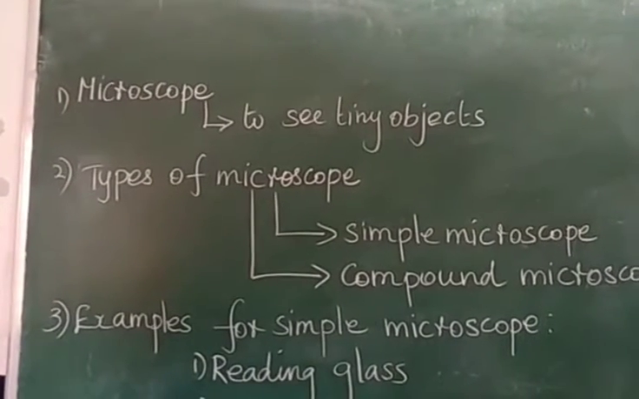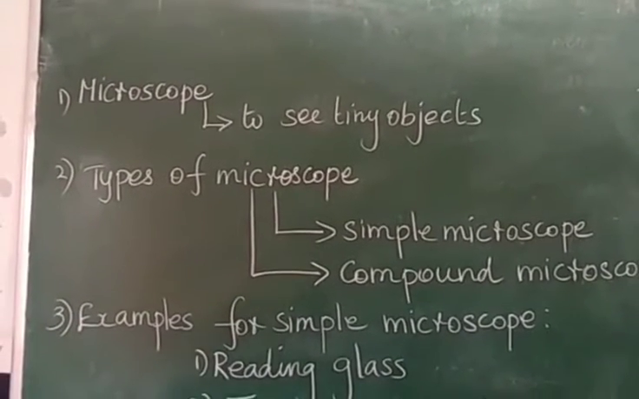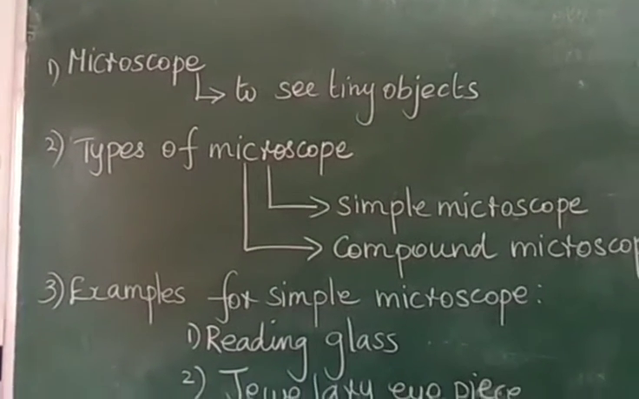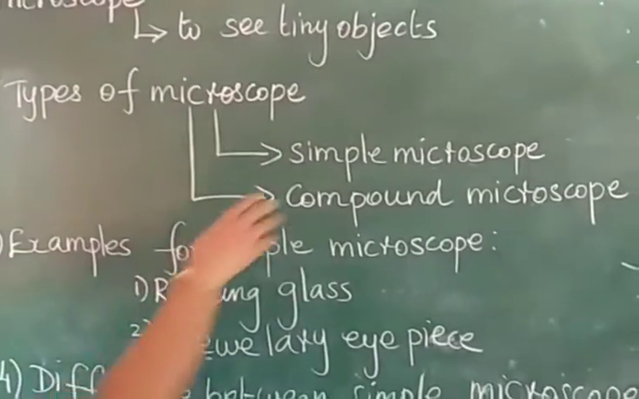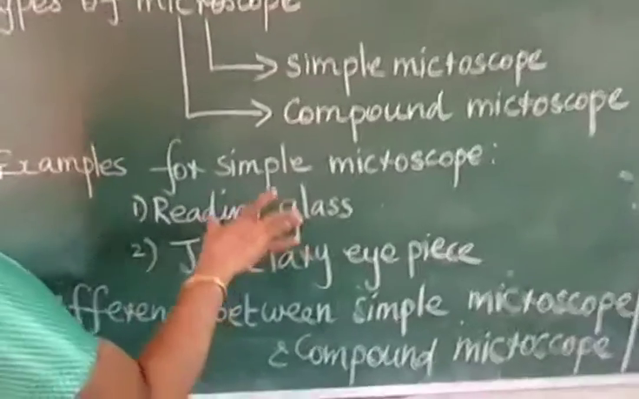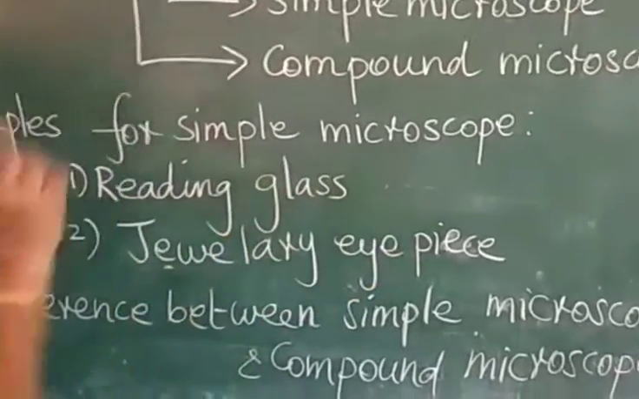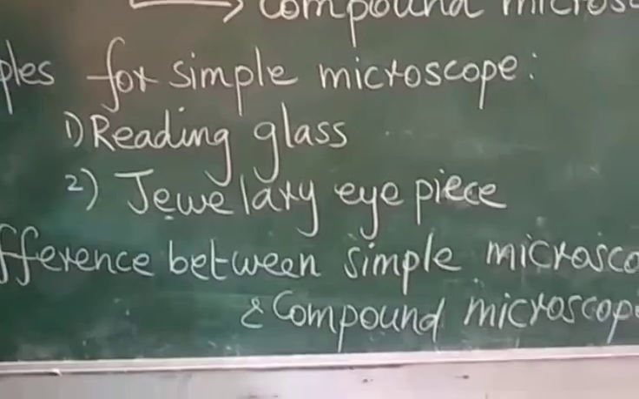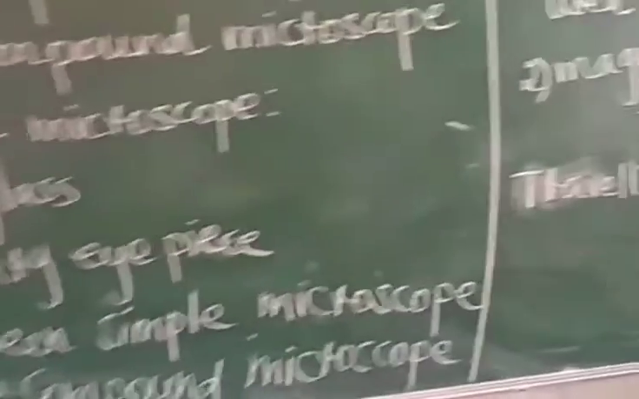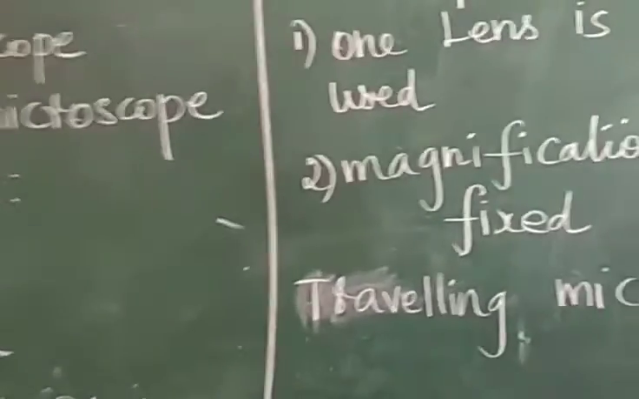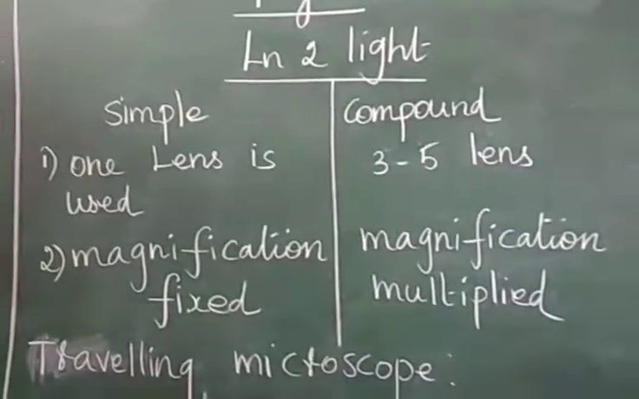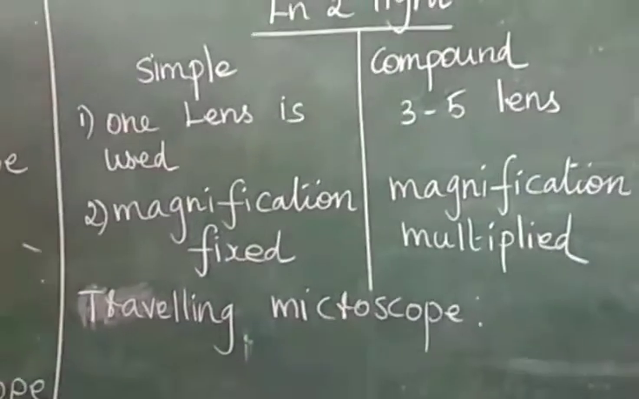What is a microscope? A microscope is an instrument used to see tiny objects. What are the types of microscope? Simple microscope and compound microscope. What are the examples of the simple microscope? A reading glass, a jeweler's eyepiece. So what is the difference between simple microscope and compound microscope? First of all, what is a simple microscope? It is an optical instrument which helps us to see tiny objects.